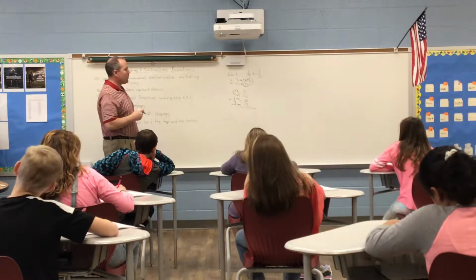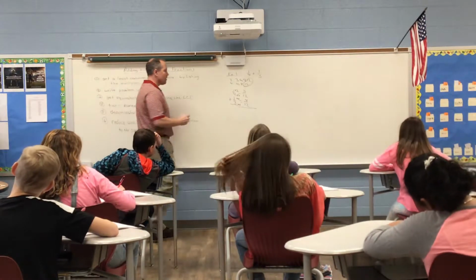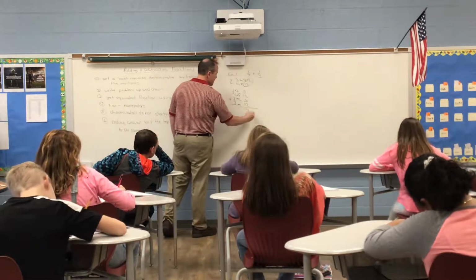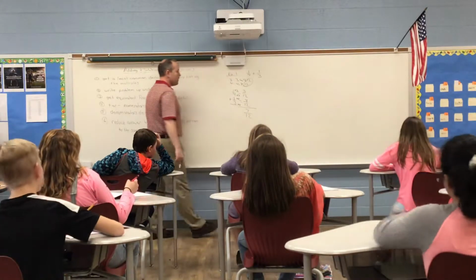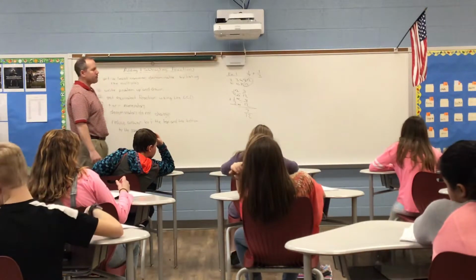And now we add them up. We only add the numerators. 3 and 4 are 7. And the denominator stays the same, and you get an answer of 7/12.